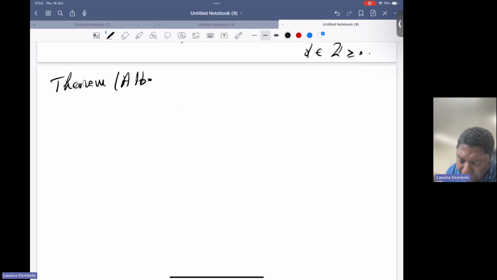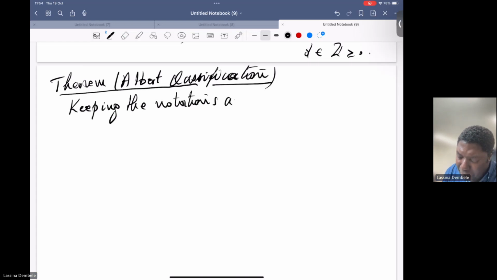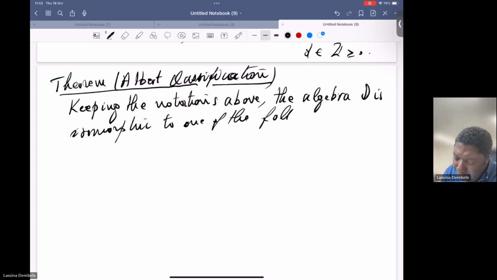Albert classification. We're keeping the notation above. The algebra D is isomorphic to one of the following types. And there are 4 types.